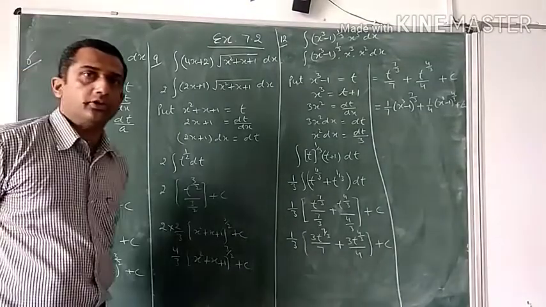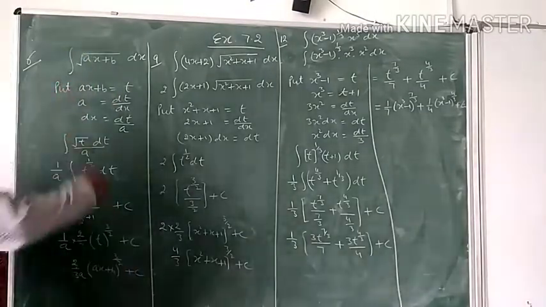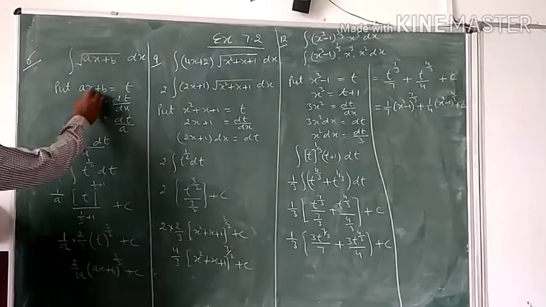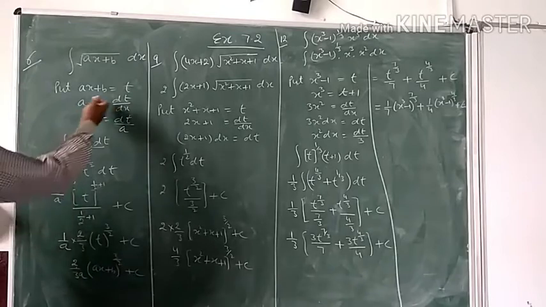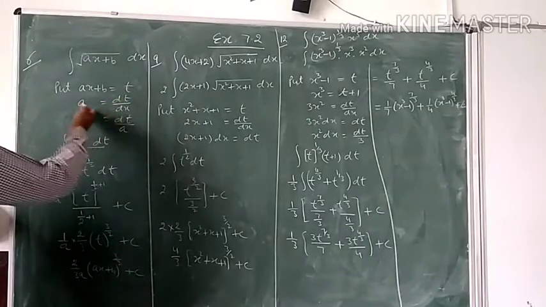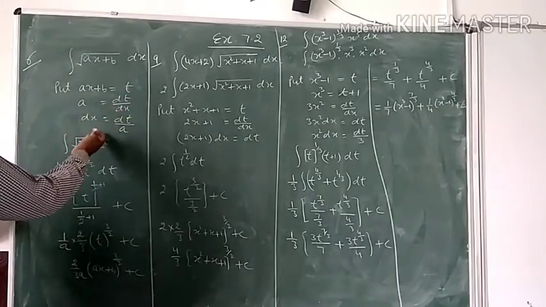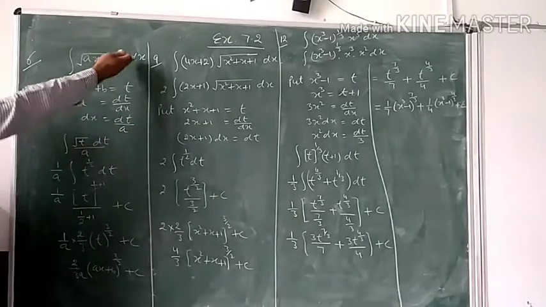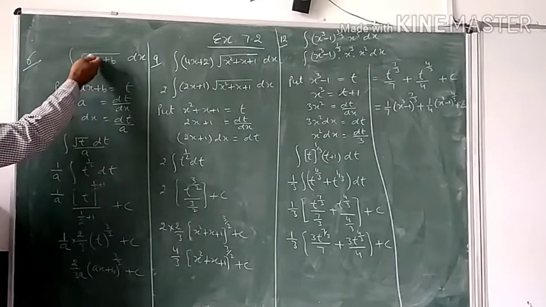Next, students, question number 6. Integrate under root of ax plus b dx. Put ax plus b is equal to t. Differentiating both sides with respect to x, simply a is equal to dt over dx, and dx is equal to dt over a. So substituting the value of dx here, and ax plus b is equal to t.